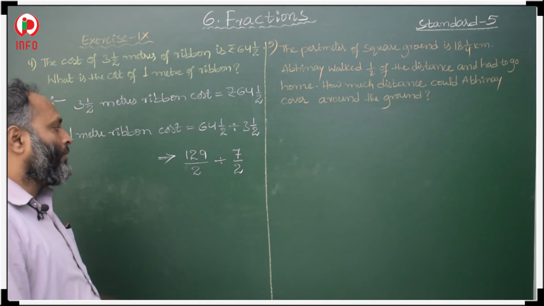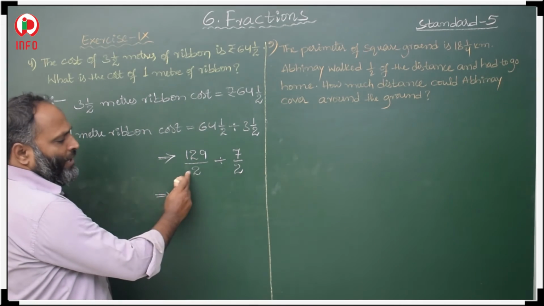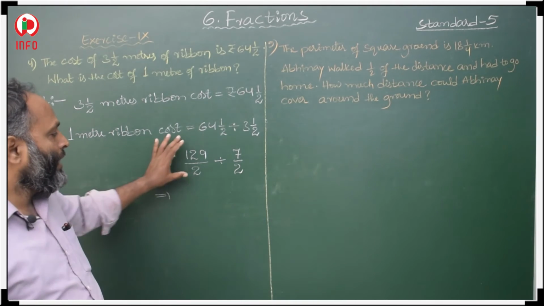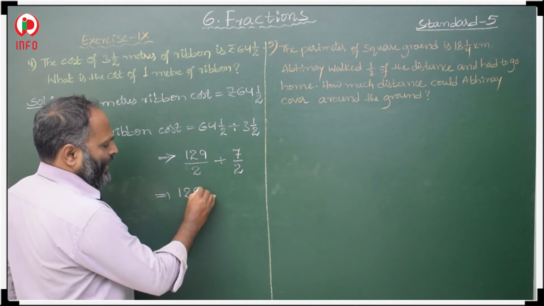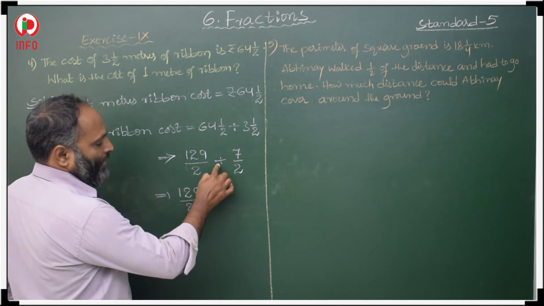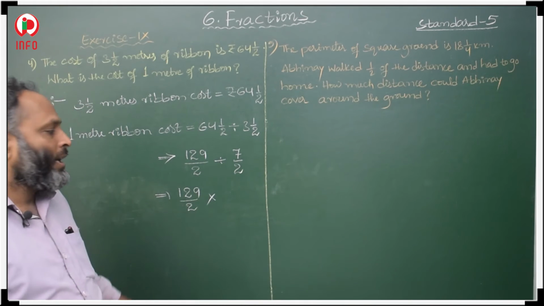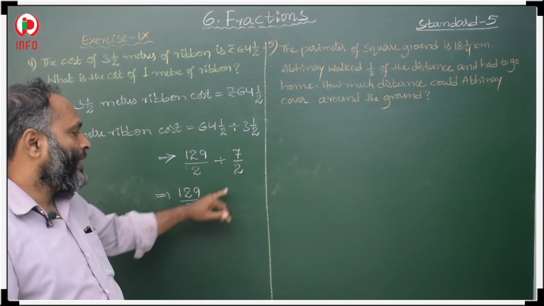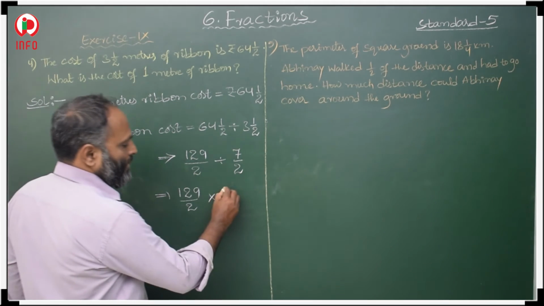Then after that, how to divide? So the division rule. First, this is the dividend and this is the divisor. The dividend we have to take as it is, 129 by 2, and after that we have to change this sign. So the multiplication sign we have to keep. After changing to the multiplication sign, we take the reciprocal of the divisor, that is 2 by 7.